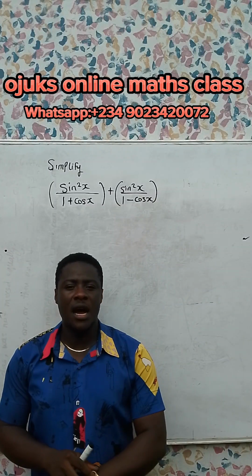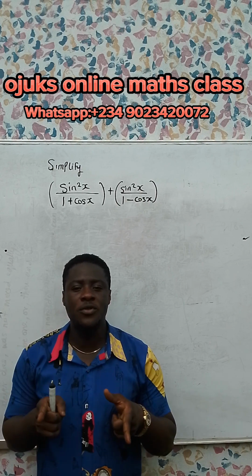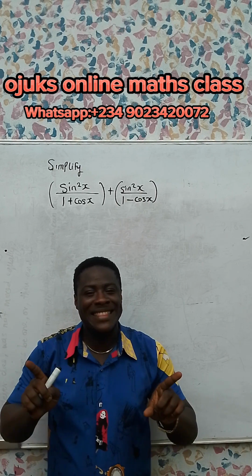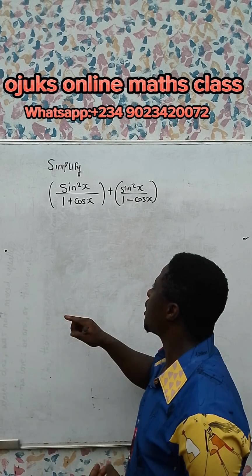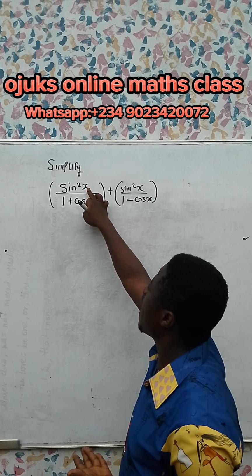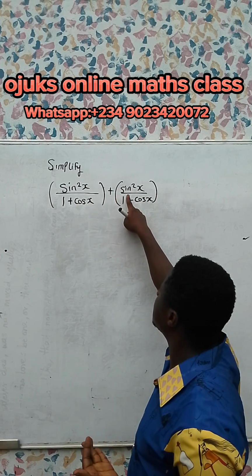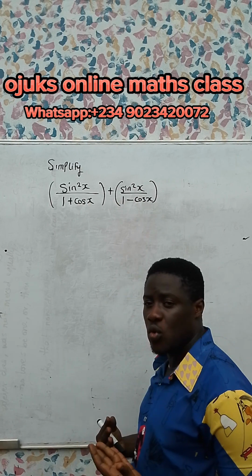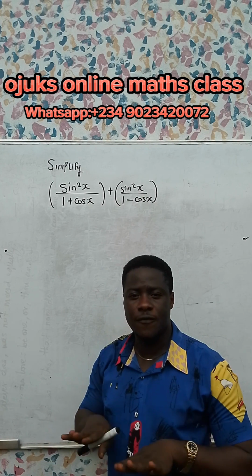Let's simplify this trigonometric expression on the board. Of course, for us to be able to do this, you must be conversant with the concept of trigonometric identities. Very simple. We are given sine square x divided by 1 plus cos x, plus sine square x divided by 1 minus cos x. So we are asked to simplify to the simplest form.